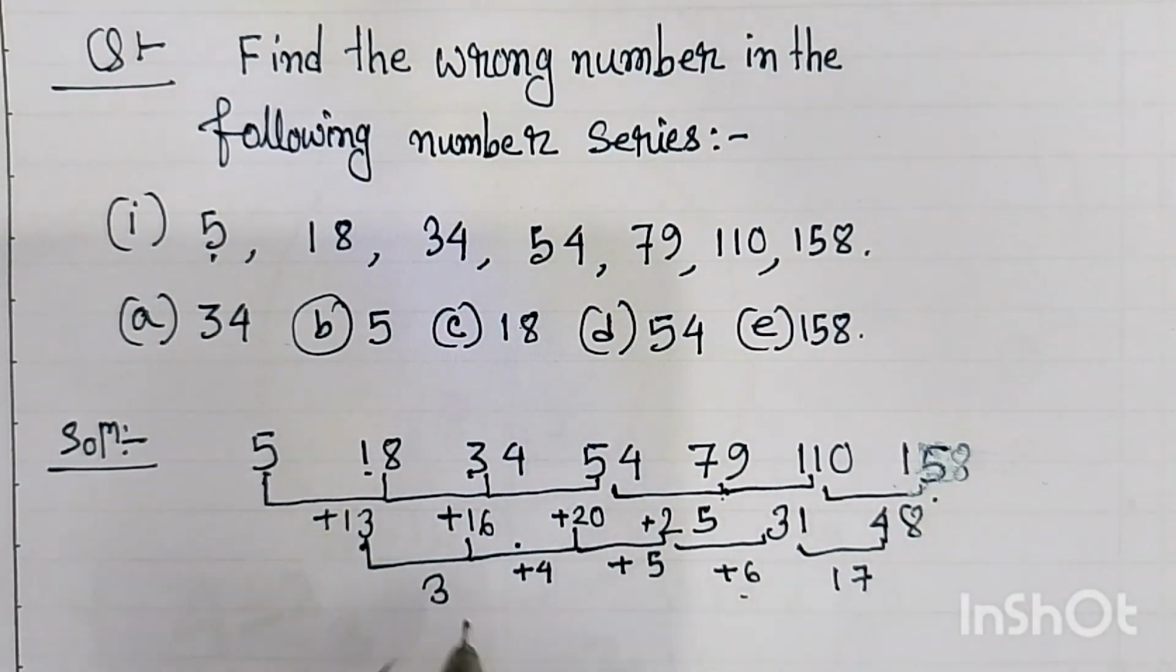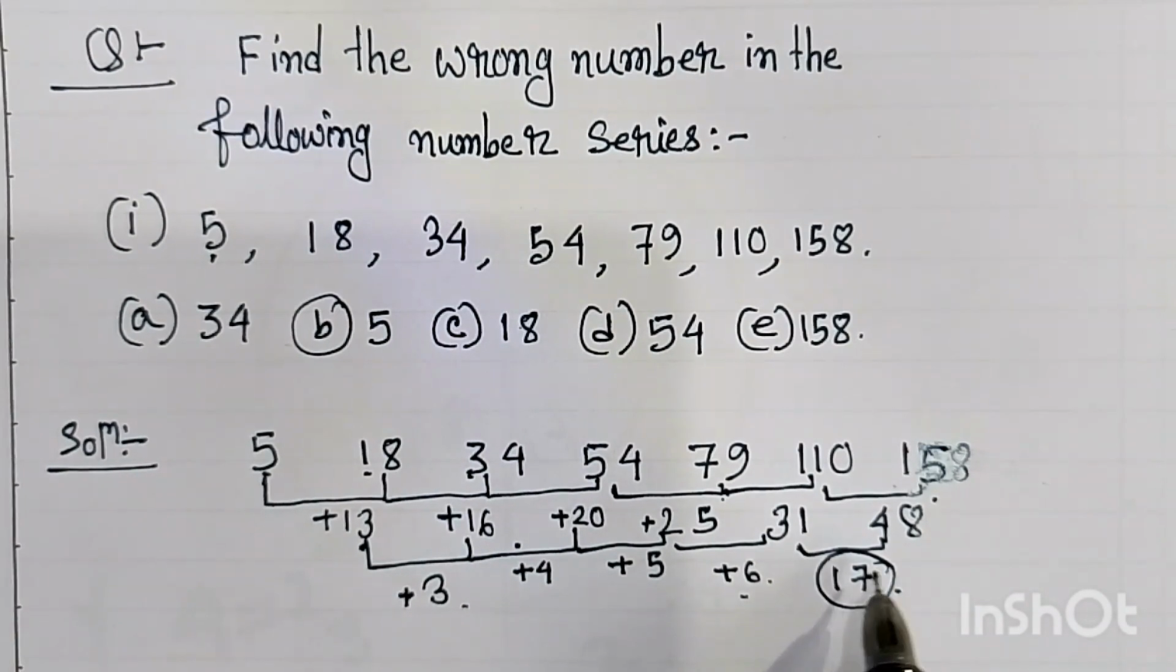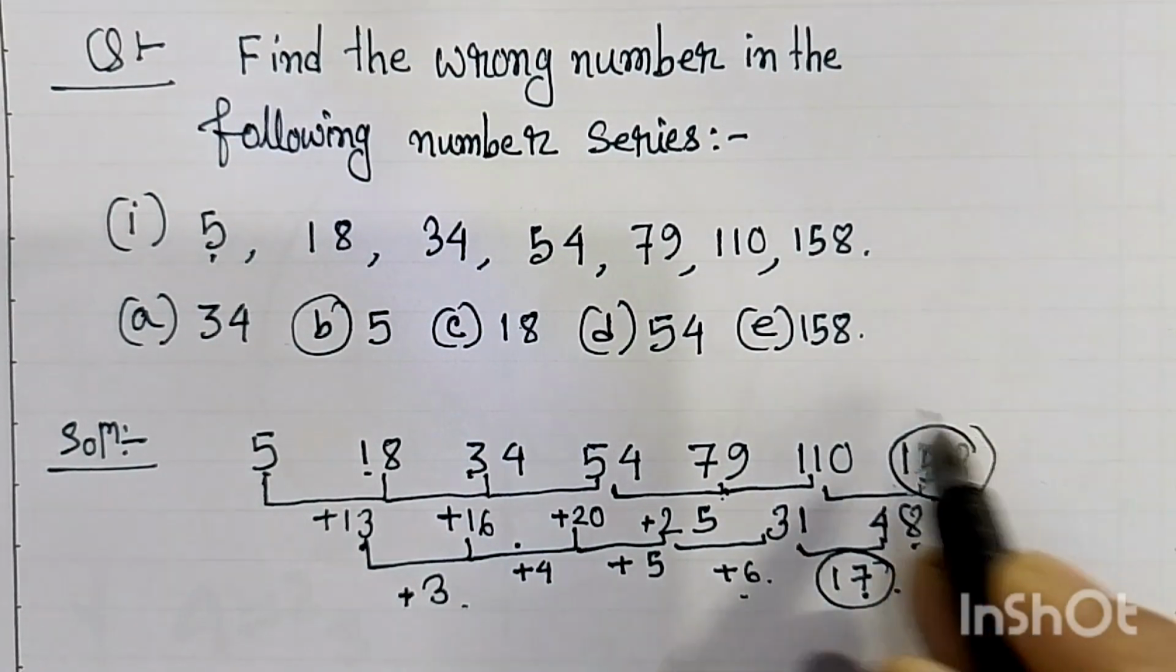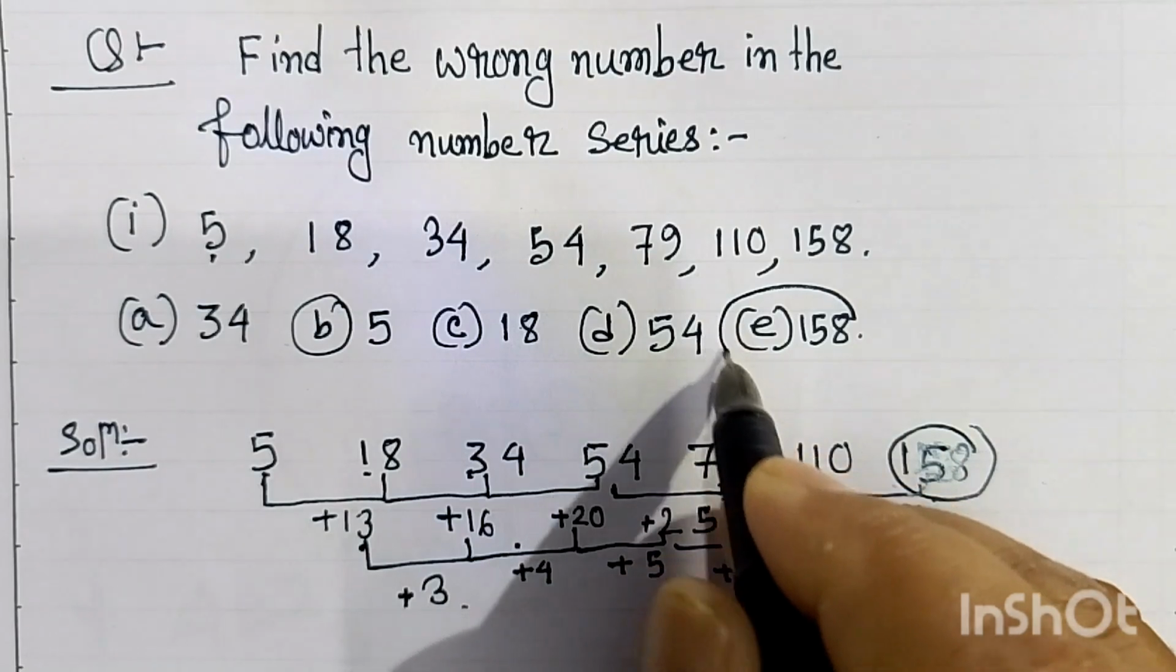So if the differences are in increasing consecutive order, 3, 4, 5, 6, and that should be 7. But here we are getting 17 difference. So what is the wrong number? Wrong number is 158. So the option is 158.